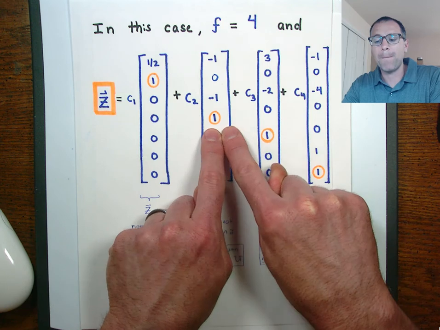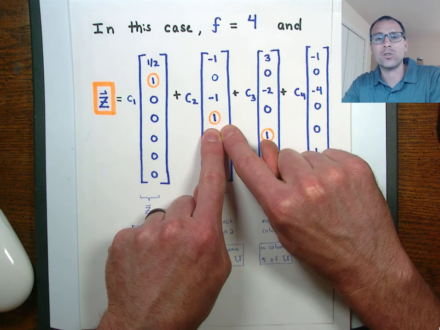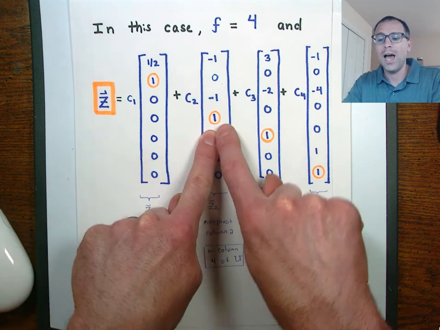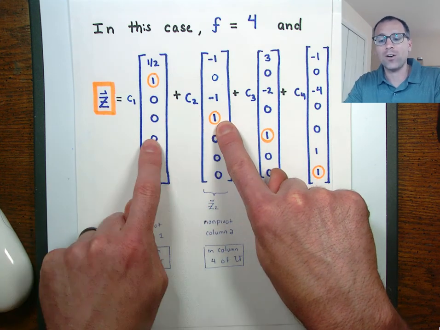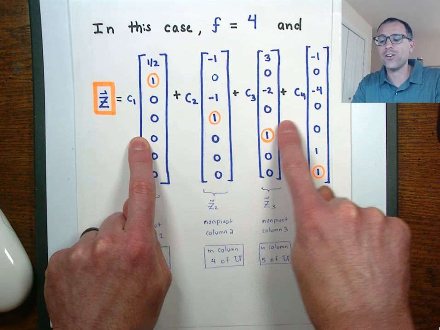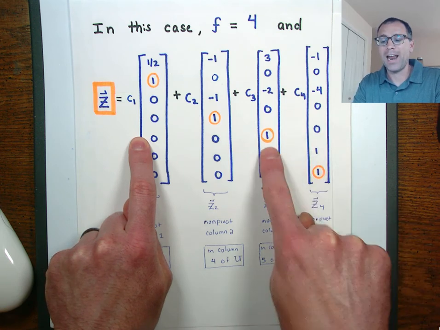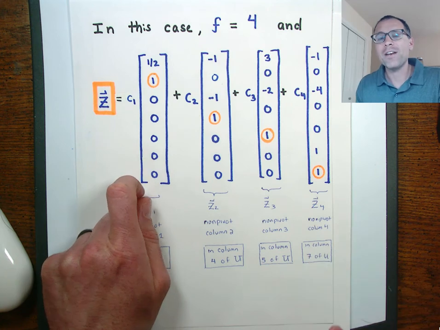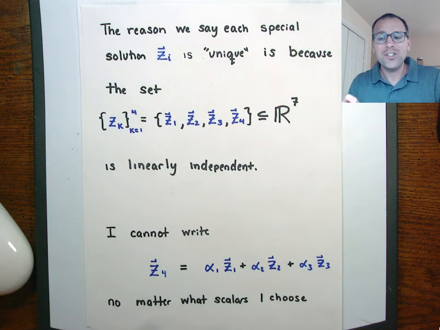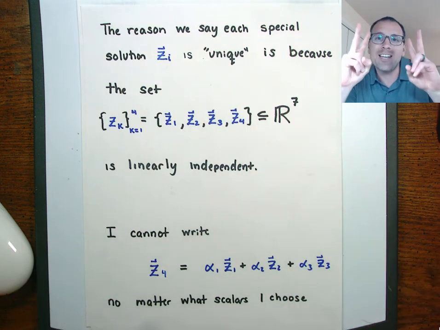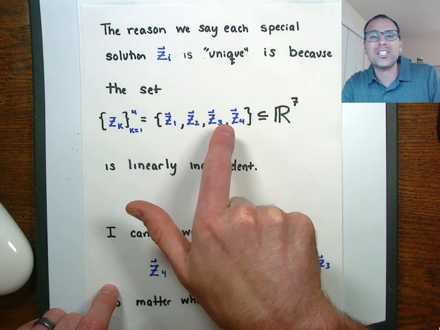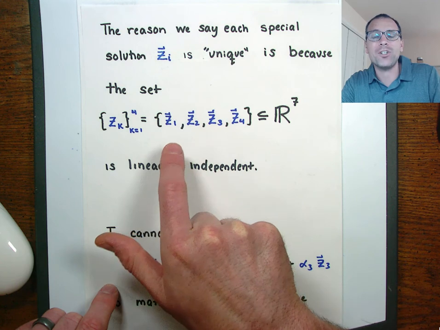Similarly, if I look at the positive 1 in my special trivial solution 2, corresponding to non-pivot column 2, I have a single 1 value across the entire set of vectors. That happens yet again in my third and in my fourth. I'm ready to make a conjecture. I conjecture that the reason we call these unique is because these vectors are actually linearly independent from each other.